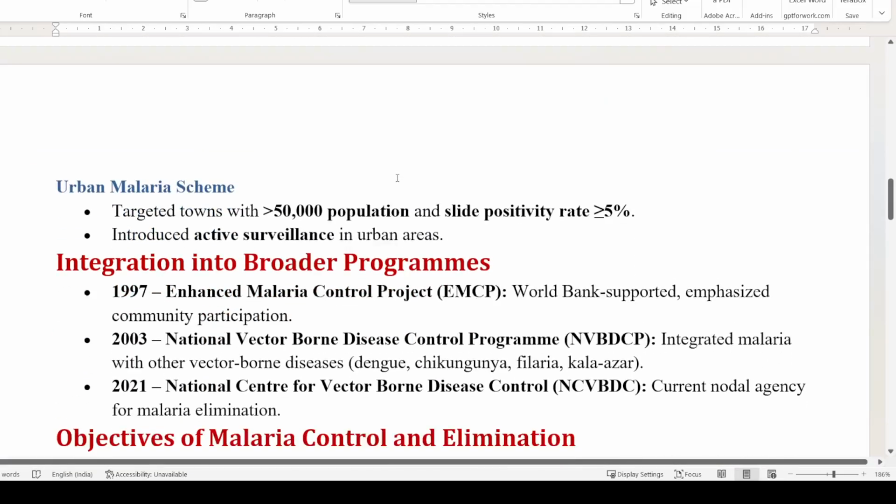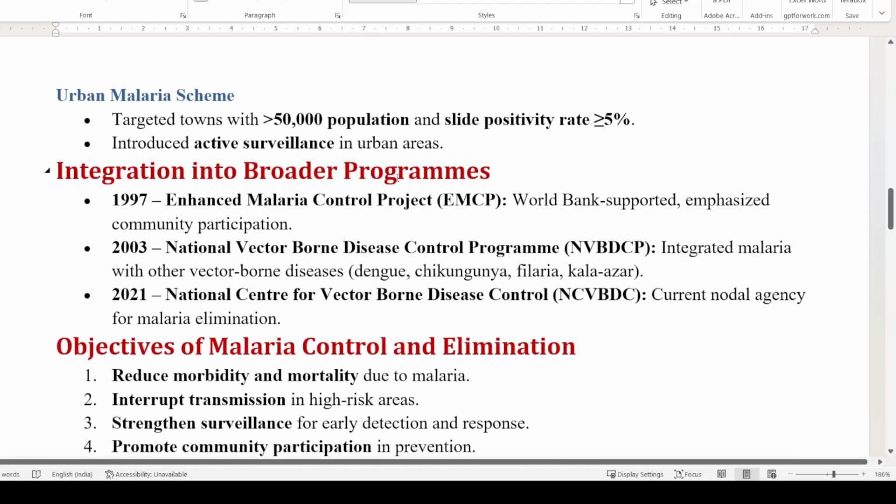Then the Urban Malaria Scheme was also launched, and it targeted towns with more than 50,000 population, where the positivity rate is more than 5%. So it introduced active surveillance in urban areas.